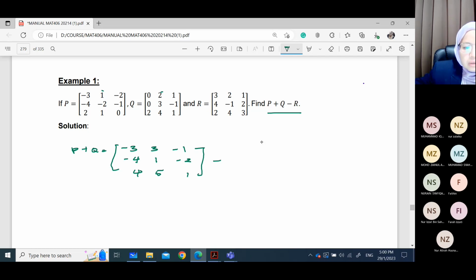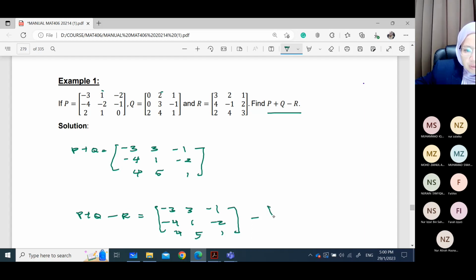And then we subtract R. So this is our R. So ini adalah P plus Q. So next, P plus Q minus R. It is equivalent with negative 3, 3, negative 1, negative 4, 1, negative 2. And the last row here is 4, 5, 1. Okay, so this one minus R. So R matrix is 1, 3, 2, 1, 3, 2, 1, 3, 1, 4, negative 1, 2, 2, 4, 3.